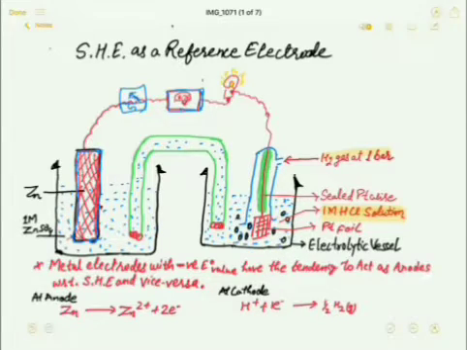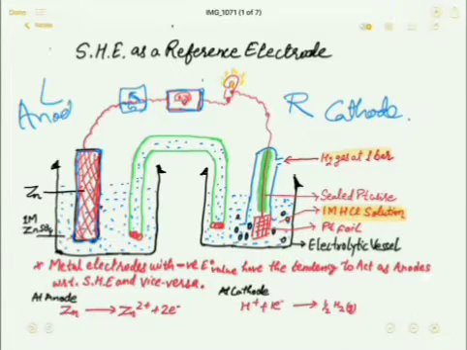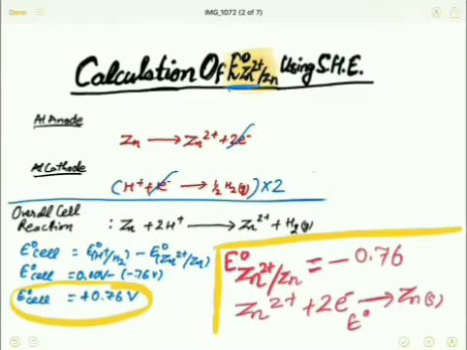So it flows from right to left hand side, means from cathode to anode, right? So the next thing is, so dear students, in the previous video we have seen that we have calculated the standard electrode potential of the cell as positive 0.76 volt using the hydrogen electrode.